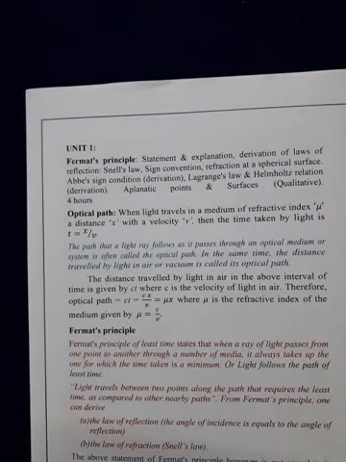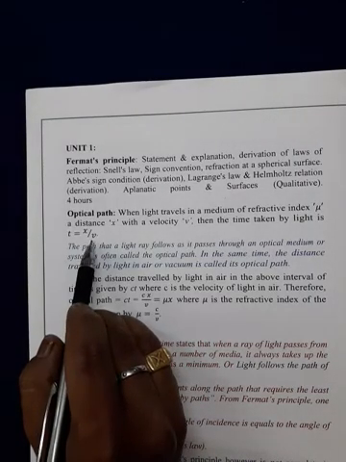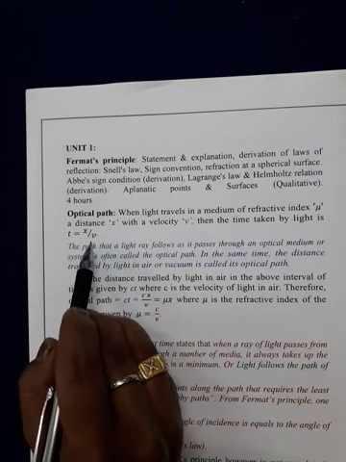When light travels in a medium of refractive index, say mu, a distance say x with a velocity of say v, then the time taken by the light is t equal to x by v, or velocity is equal to distance by time.